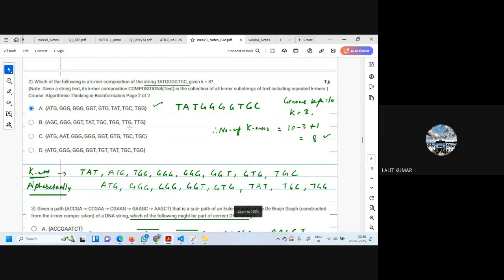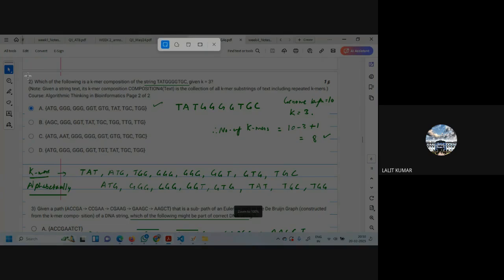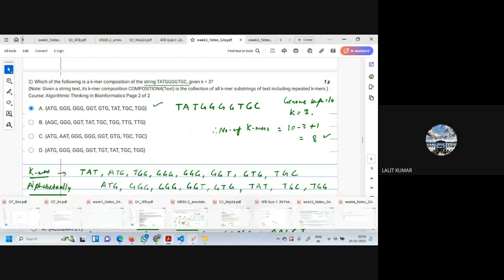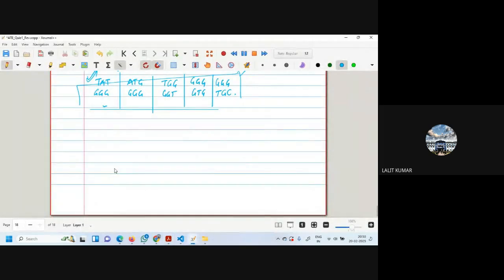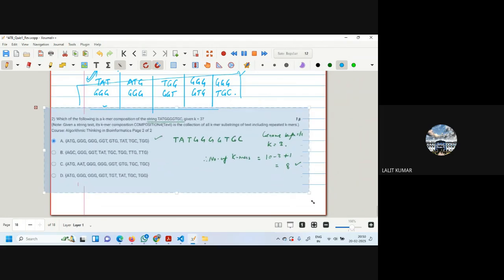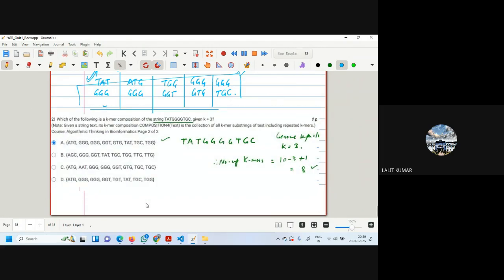Second question is this one. Which of the following is... So this also we solve, because mainly questions in the PYQs are of the similar nature. They are asking which of the following is a k-mer composition of the string, given k is equal to 3. So first of all, we can find the number of k-mers straight away.